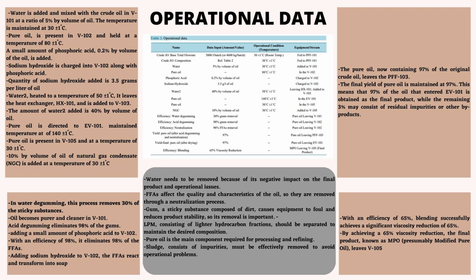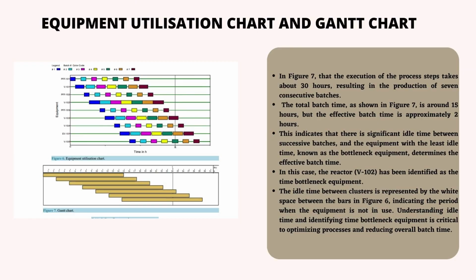So next, for the blending part. In V105, a part of the fuel is combined with natural gas condensate, which is NGC, to change its composition and qualities. Blending reduces oil viscosity by 65%, making it smoother and more fluid. After acid degumming, neutralization and drying, pure oil yields 97%. This method eliminates moisture and volatiles, improving stability and quality.